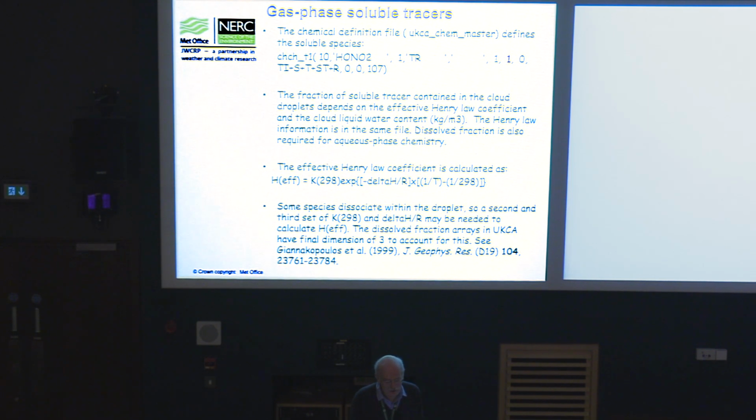Practicalities: there's a chemical definition file called UKCA Chem Master, which defines the soluble species. You can see on the right-hand side of that, there are 3 integers, which, if they're turned on to 1, denote dry deposition, wet deposition, and emitted species. So that's nitric acid, and that's got the 1 turned on for wet deposition. The fraction of that tracer contained in the cloud droplets depends on the effective Henry law coefficient and the cloud liquid water.